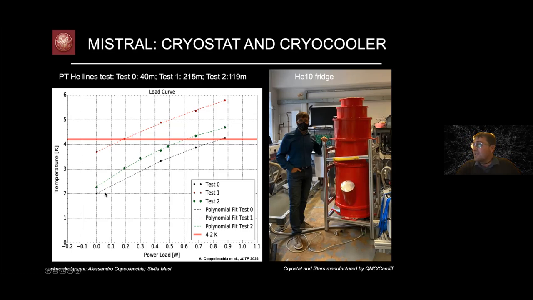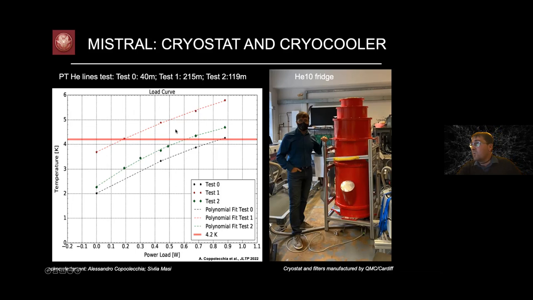We did three tests, one with the normal 40 meter line, which is this black curve. The power dissipator does not damage it, and the temperature stays basically always below 4 Kelvin, which is the temperature we want it to be. Then we did a very aggressive test with 215 meters. It could still work, but only with a power dissipation of 0.2. Above this, we don't really have a chance of having it working.